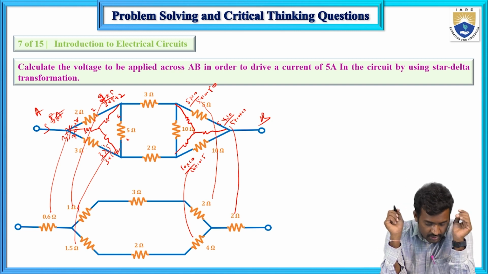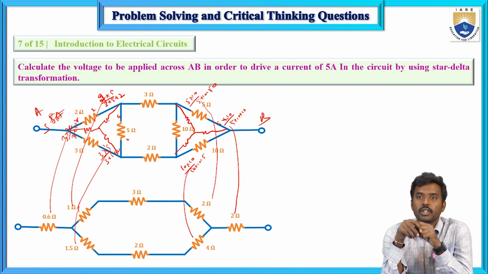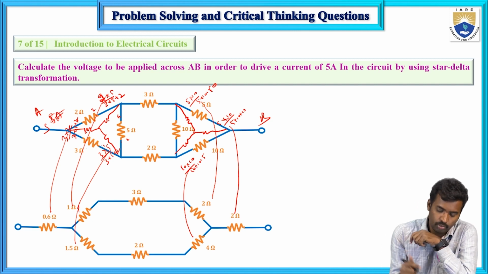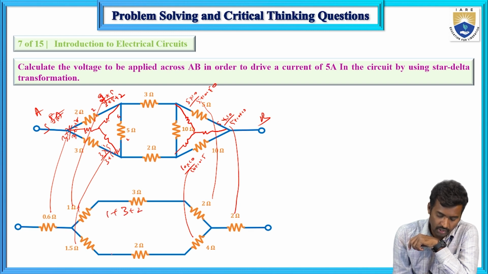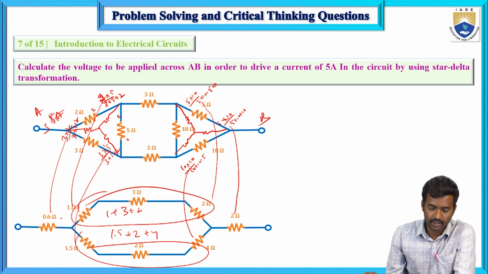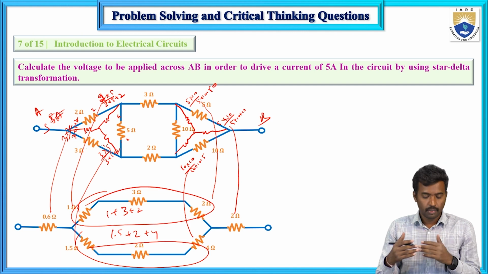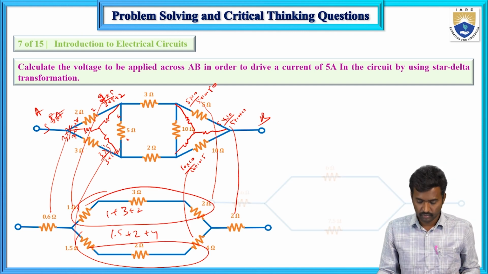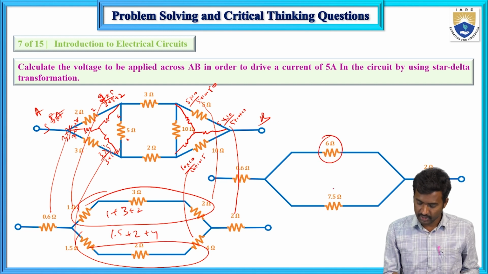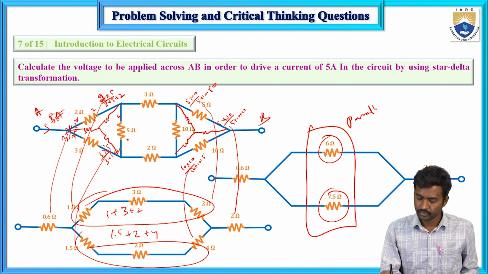In case of series connection, the equivalent resistance equals the sum of the individual resistances: 3 plus 2 plus 1, and for this one, 1.5 plus 2 plus 4. So now again these two are connected in parallel. This one, 3 plus 3, is 6, and this one is 7.5, and these two are connected in parallel.